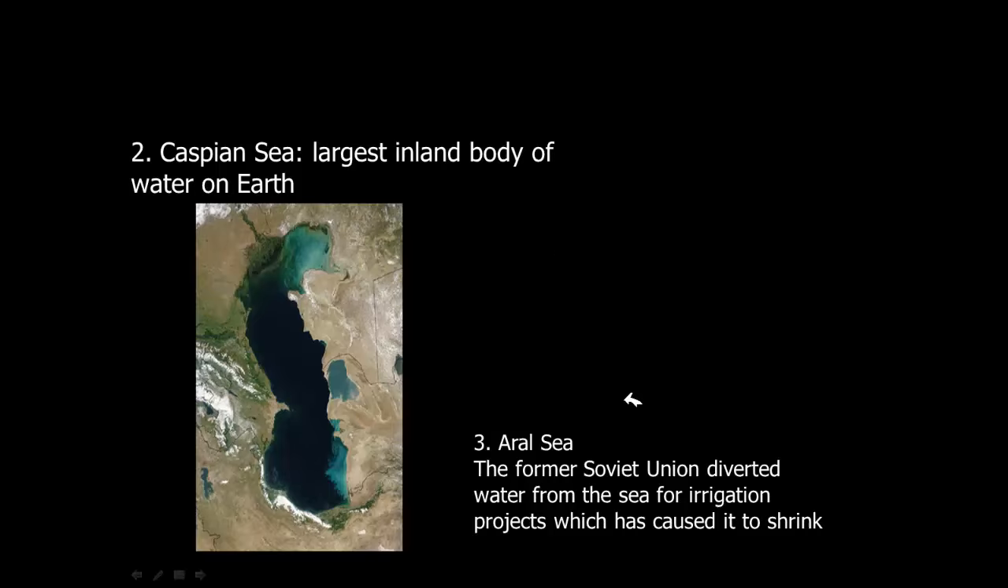Now, the Aral Sea, and remember when I mentioned earlier that the Aral Sea is actually pretty much in Russia. It's deeper in Asia, in Russia. The former Soviet Union, which we discussed last week or two weeks ago, was when different Russian states were organized. The former Soviet Union diverted the water from the Aral Sea for irrigation projects, which caused it to shrink. And we discussed some of this last week.